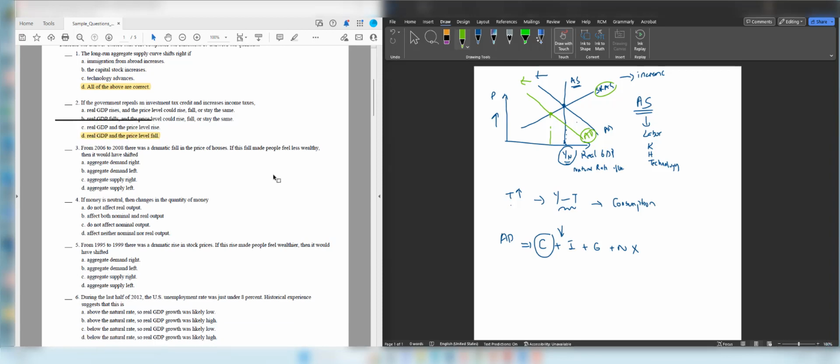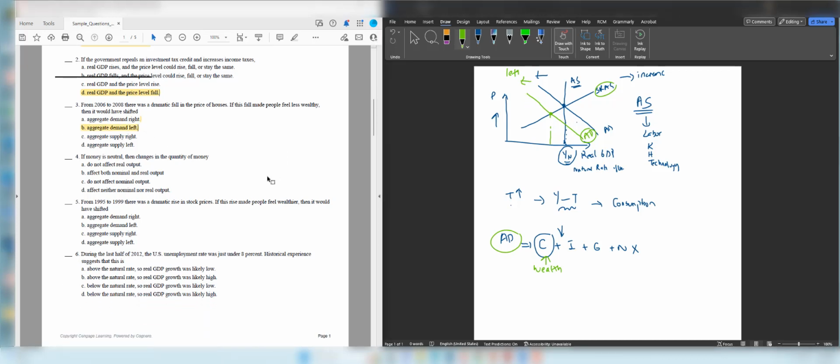Number 3, from 2006 to 2008, there was a dramatic fall in the price of houses. If this fall made people less wealthy, so we're talking about wealth here, and we know that wealth is related to households. If people see that their wealth is going down in value, they are going to spend less, and therefore this is going to affect the aggregate demand curve, and the aggregate demand curve is going to shift to the left. Remember, left represents a decrease in aggregate demand.